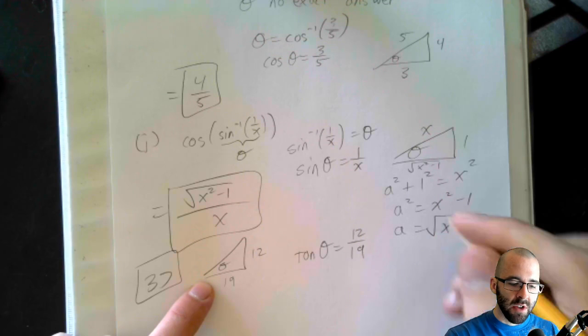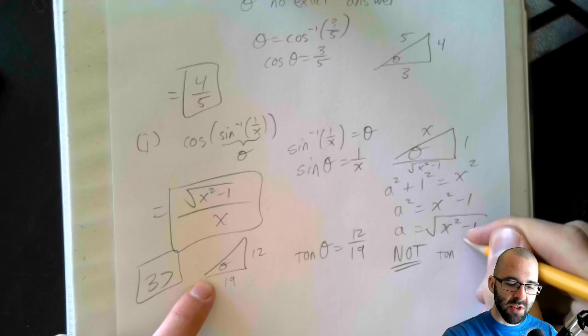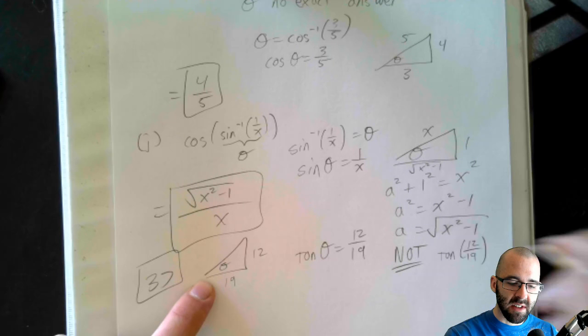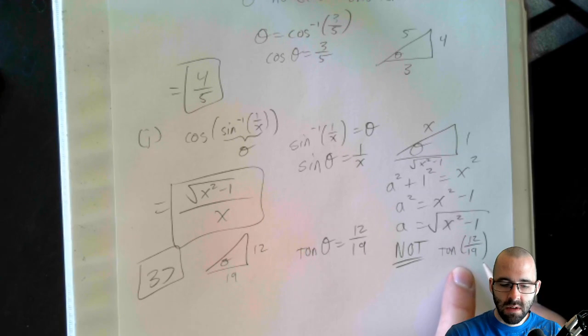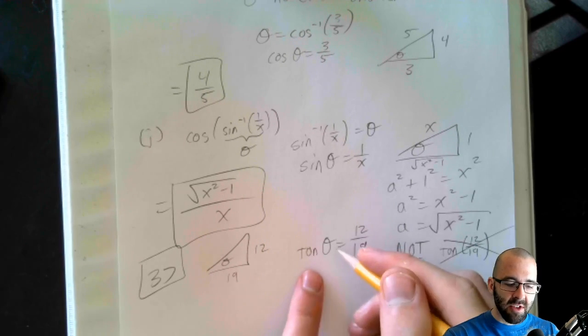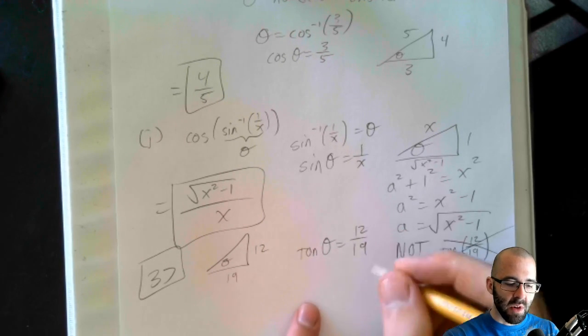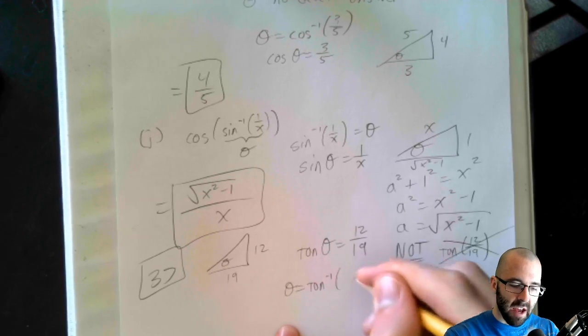Do not write the tangent of 12/19. This is meaningless. We take the tangent of angles. We do not take the tangent of a ratio. Don't do that. The tangent of that angle is opposite over adjacent, 12/19, which means theta is the inverse tangent of that ratio.